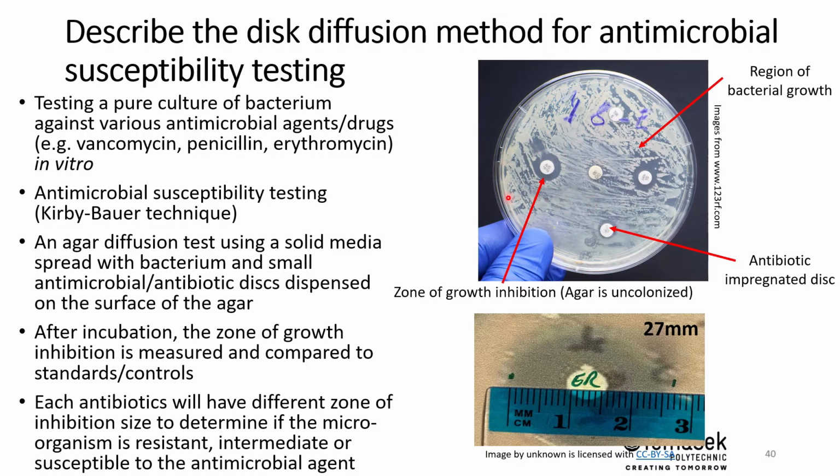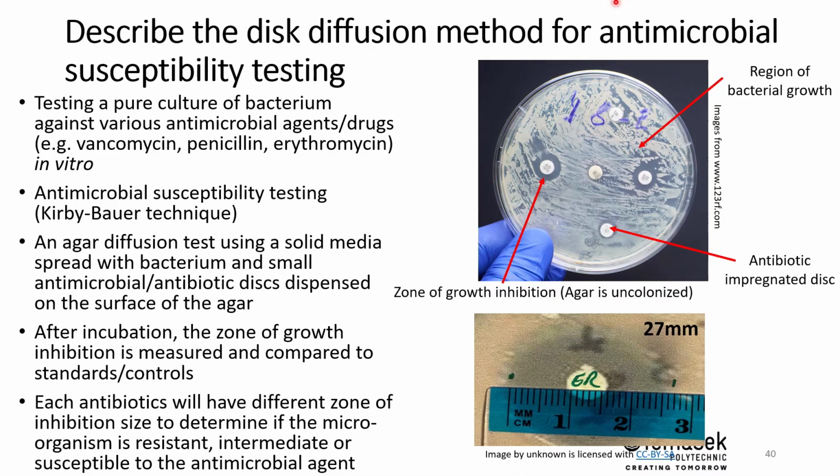The area around the antibiotic disc is uncolonized. Then with this, you can actually use a ruler to measure. For example, for erythromycin, you can use a ruler to measure. This is around 27 millimeters, and then comparing it with a standard or a control for each of the drugs to determine the clearance of growth.